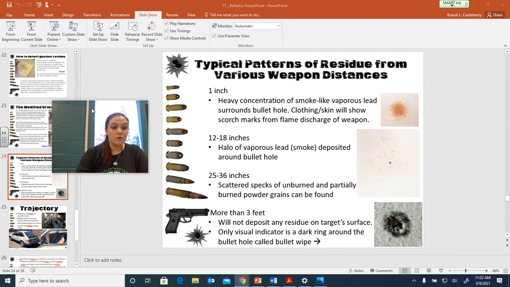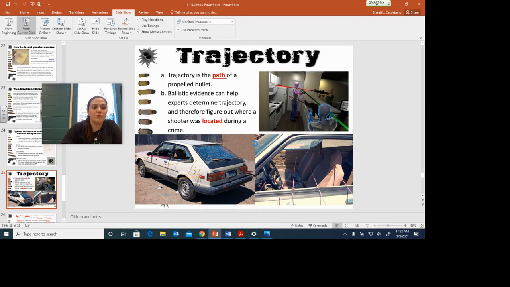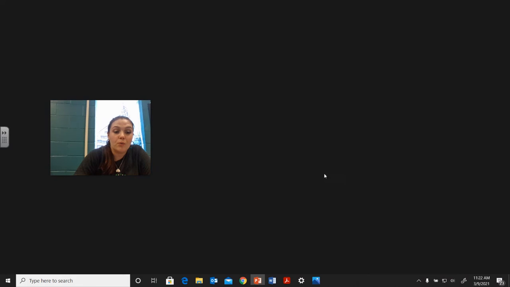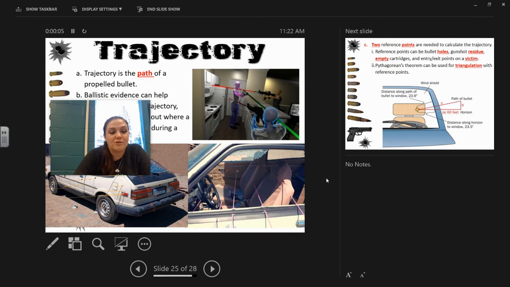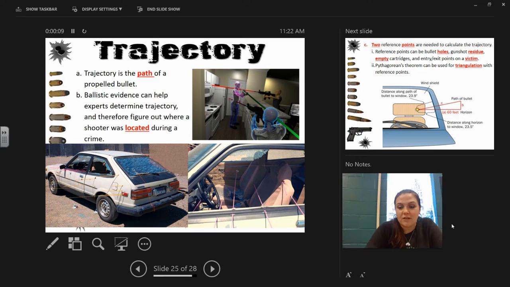Okay, so we are going to do the last set of notes over trajectory, and then we're going to practice it. So remember, if you get lost today, this is probably the hardest part of ballistics for sure, because the other parts really are not hard. It's just some basic stuff. But this part, actually calculating the trajectory, the angle the bullet came in, is more complicated.